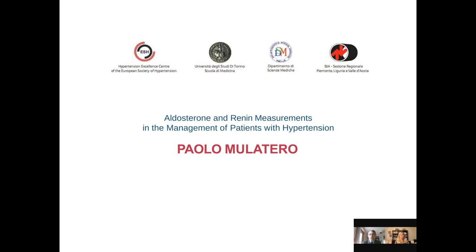So we need to make guideline and suggestion easy because this procedure should be performed in most of patients with hypertension. And so we cannot ask that the procedure is too complicated. Otherwise, people will be reluctant to ask for the test.